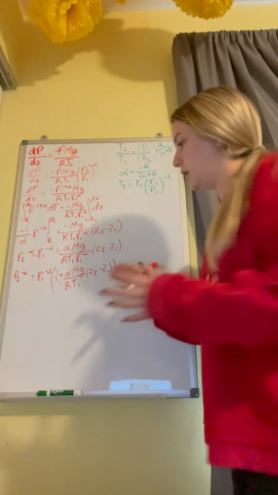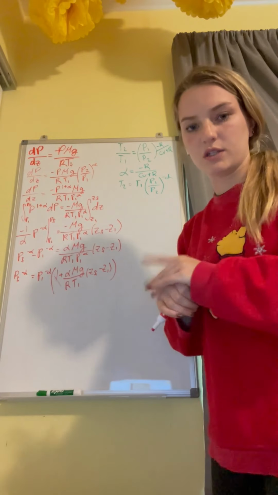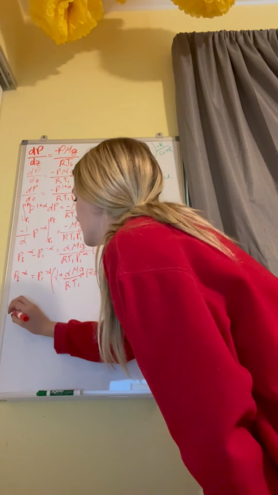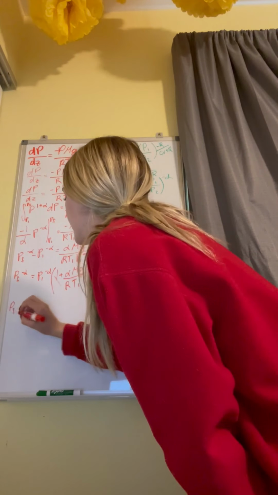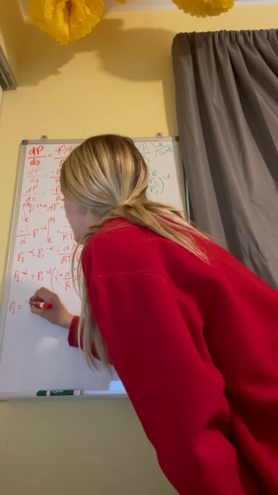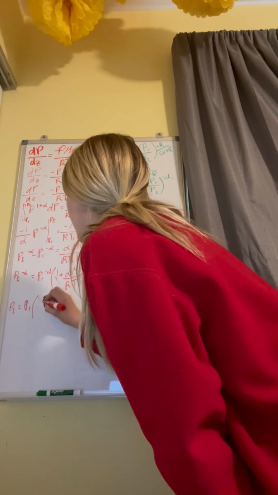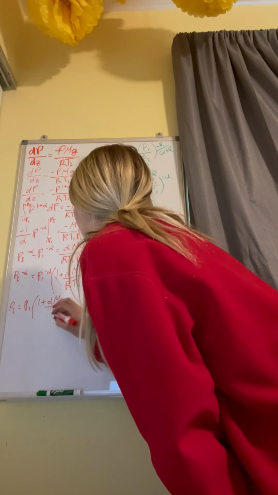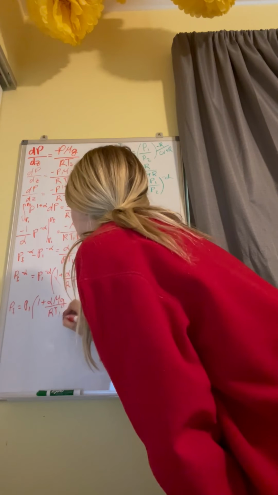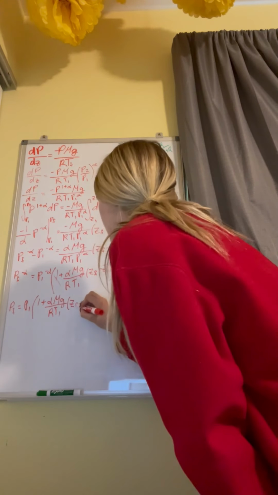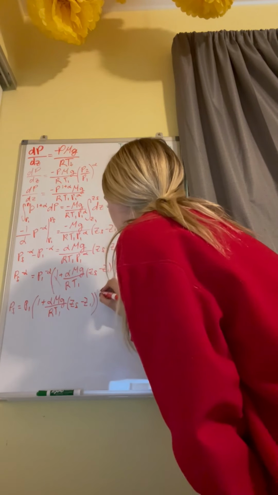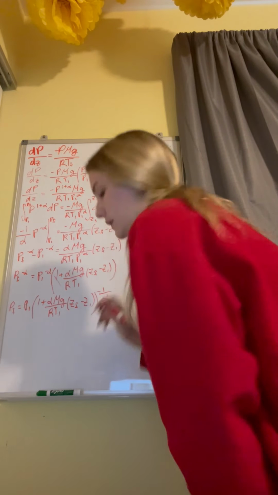So now we're going to get rid of these negative alpha values. So we're going to take this entire equation to the power of -1 divided by alpha. So we're going to have pf equal to p1 times 1 plus alpha mg over r t1 times zf minus z1. This is all going to be to the -1 over alpha.